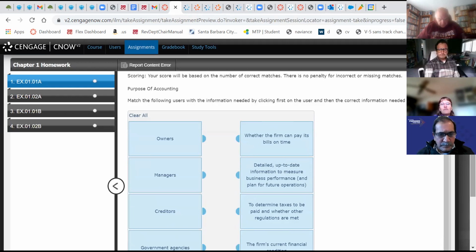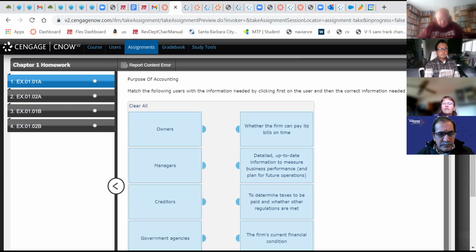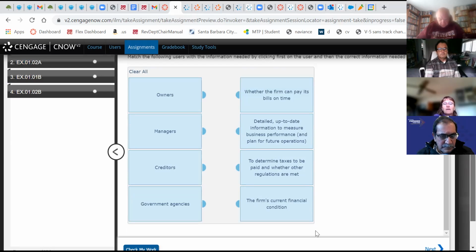Here's my first exercise for chapter 1. And it's very much like a real entertaining one. You are supposed to match the following users with the accounting information needed, by clicking first on the user and then the correct information needed. So what information do owners need? So we are here with the owners. What do they need?